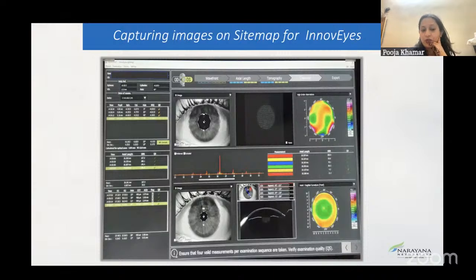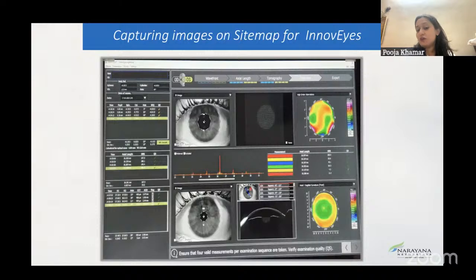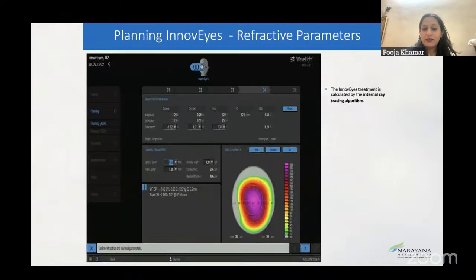So the challenge of mismatch of cylinders in your patients is going to reduce when it comes to this. So you can't really say it's an AI based algorithm, but yes, it has a unique ray tracing treatment plan that is optimized to deliver the most personalized procedure possible for each eye. So that's called Innovis Wavelight Plus, and that's the way forward.